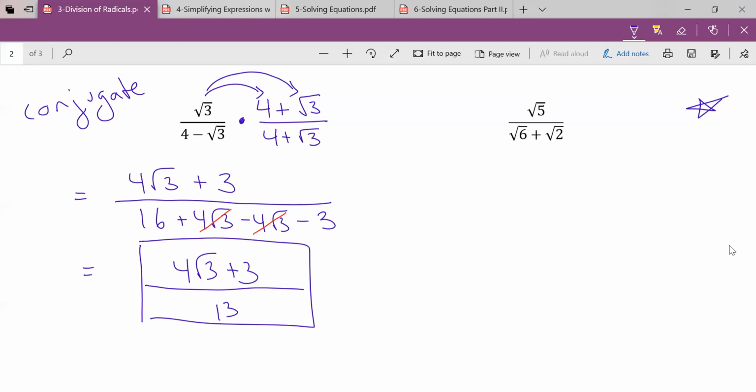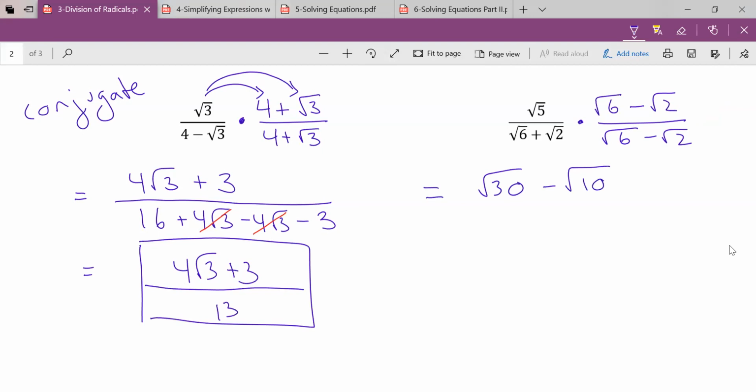Okay, let's try another one. On this one again, I notice it's a binomial in the denominator, so I multiply by the conjugate. All I do is change the sign in the middle, and start multiplying. So root 5 times root 6 is root 30. Root 5 times root 2 is root 10. And here, because these are conjugates, I'm going to be lazy. I'm not going to figure out what the middle two terms are. I don't care, because what do I know? Those two middle terms are going to go to 0.